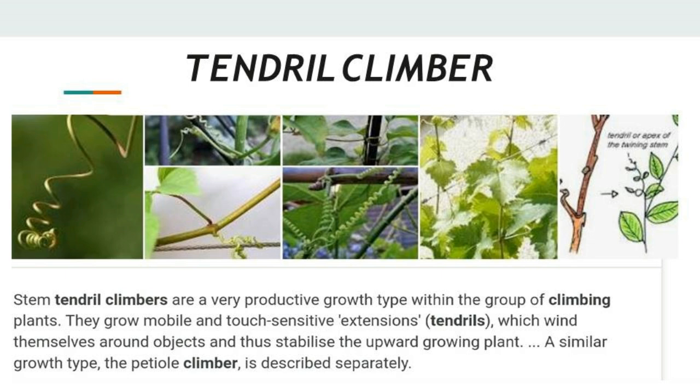Tendril climber. It is a twining climbing organ of some weak plants like peas and bittergourd. If the stem is very weak, it is tied to some other support for climbing. It is a very protective growth type within the group of climbing plants. It is a mobile and touch sensitive extension. It moves and climbs from one place to another.